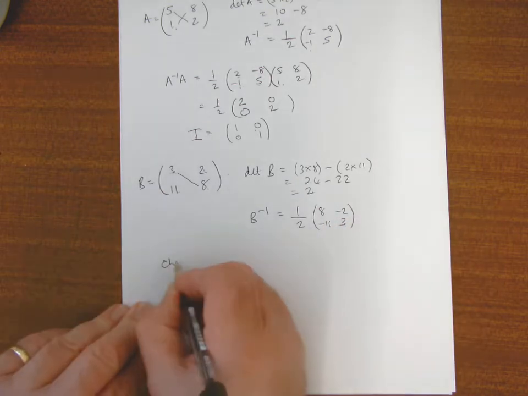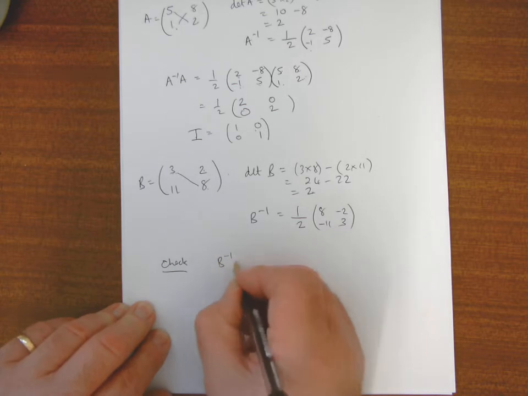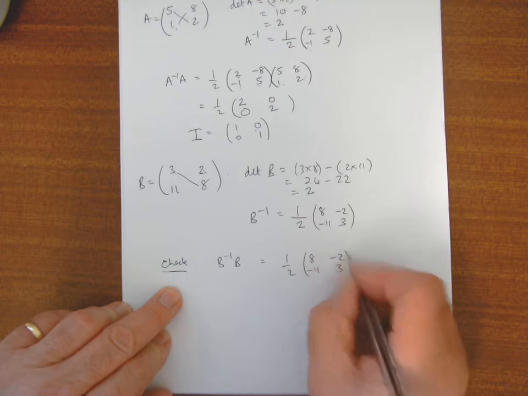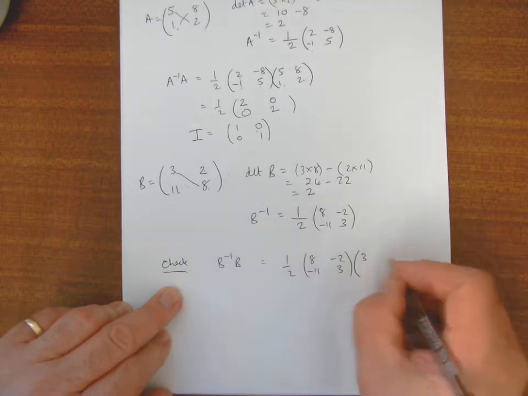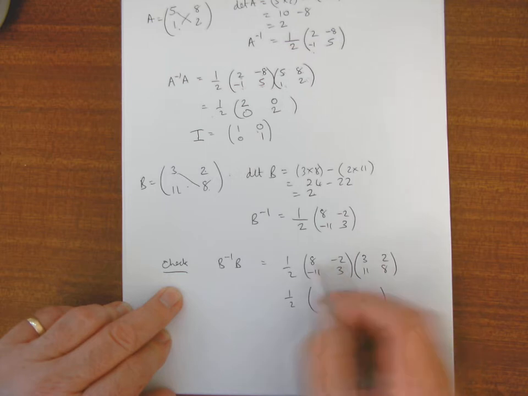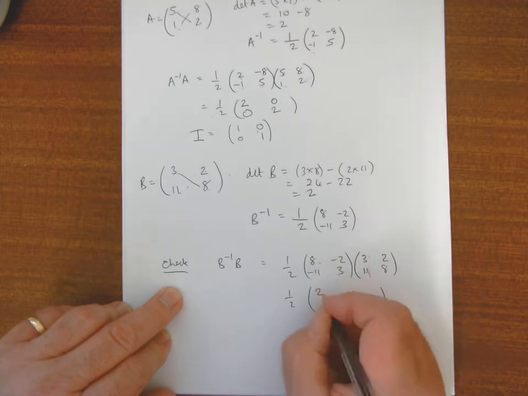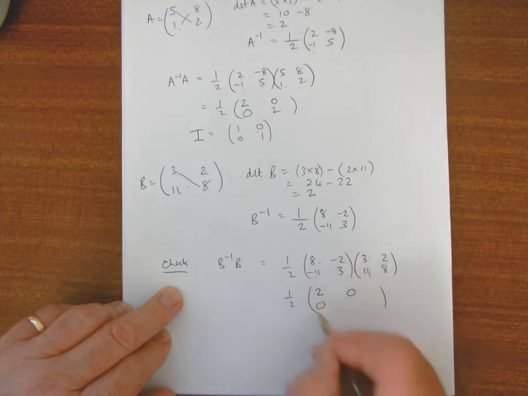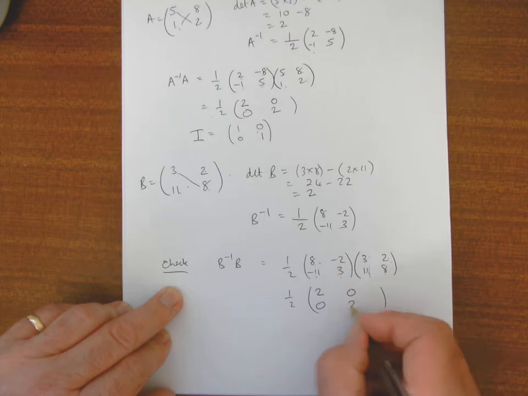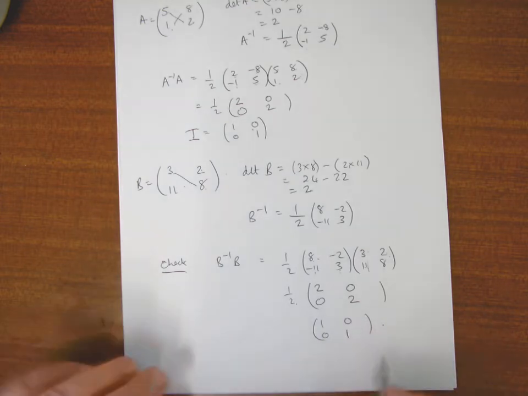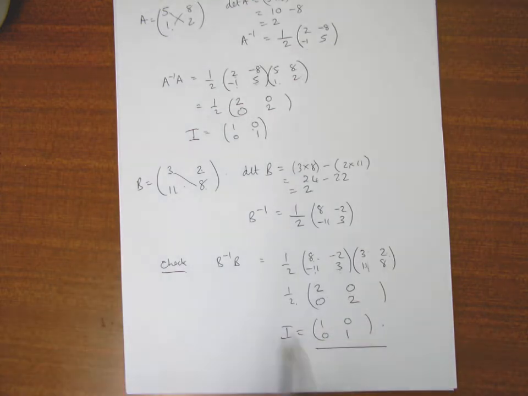And to check it, I will check B minus 1 times B, that's a half of 8, minus 2, minus 11, 3, times B, that's 3, 2, 11, 8. That's the half of, crossing down, 24 take away 22 is 2, 16 and minus 16 is 0, minus 33 plus 33 is 0, minus 22 and 24 is 2. A half will halve all 4 entries, 1, 0, 0, 1. So I know, because I've got the identity matrix and I've multiplied a matrix by its inverse, that's correct.